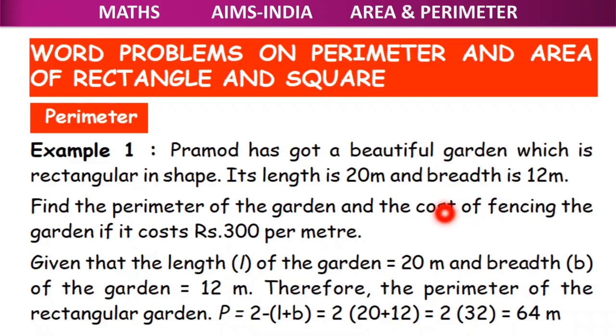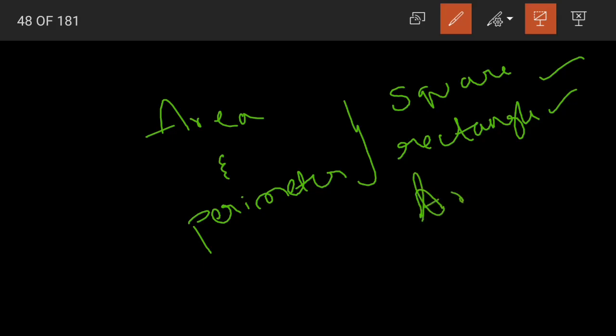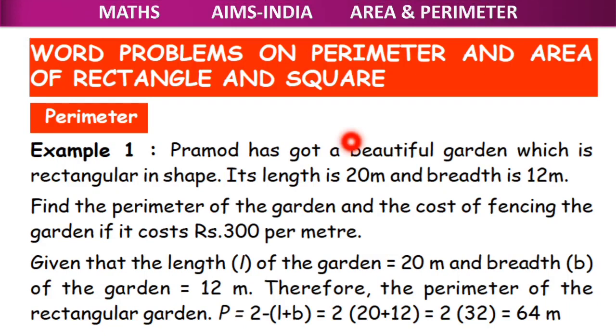In today's class we'll discuss word problems on perimeter and area of rectangle and square. In the previous classes we have learned how to find out the area and perimeter of three different geometrical shapes. What were they? We've learned how to find out the area and perimeter of a square, area and perimeter of a rectangle, and also how to find out the perimeter of a triangle. Yes or no? Yes. So in today's class, using those area and perimeter formulas, we are going to solve word problems.